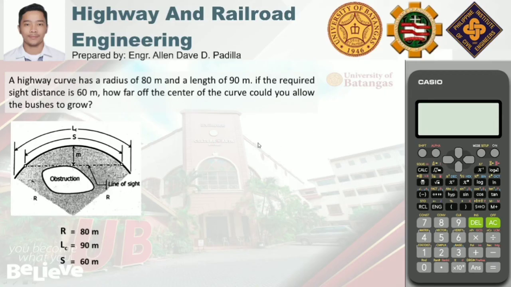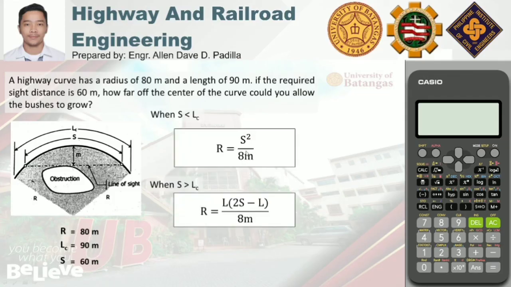So, by formula, ito yung formula na gagamitin natin. So, i-compare muna natin yung S at LC. So, ang S natin is 60 meters, LC is 90 meters. Therefore, S is less than L sub C. So, ang gagamitin nating formula is R equal to S squared over 8M. So, substitute lang natin yung values. We have 80 equal to 60 squared divided by 8M. So, the value of M is 5.625 meters and that is our final answer.